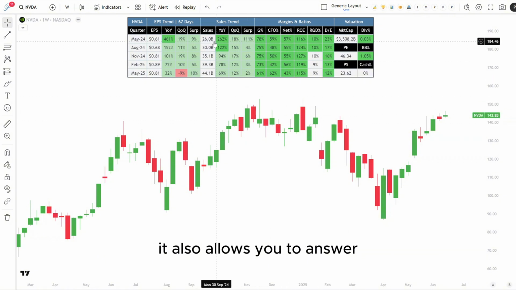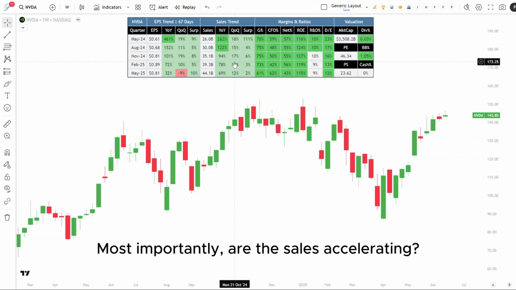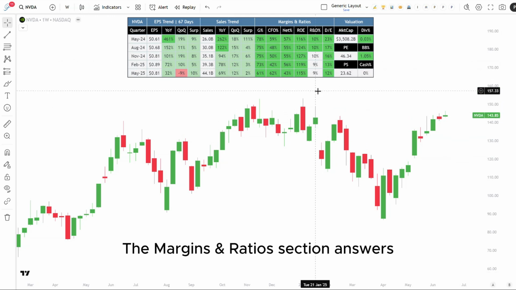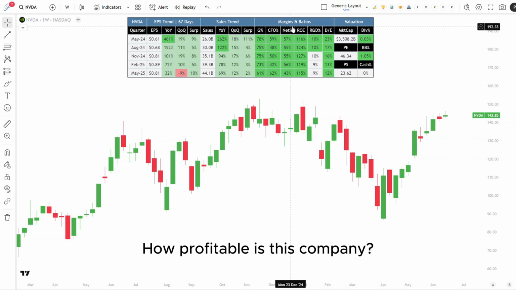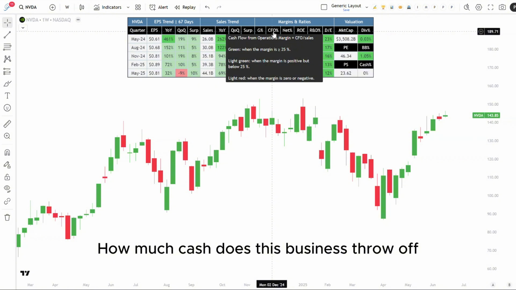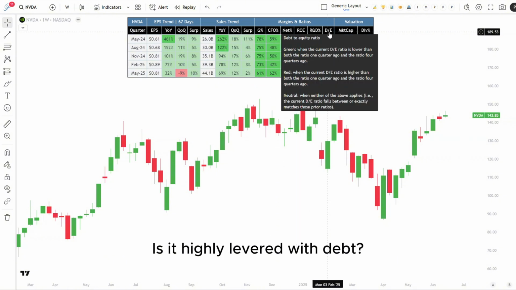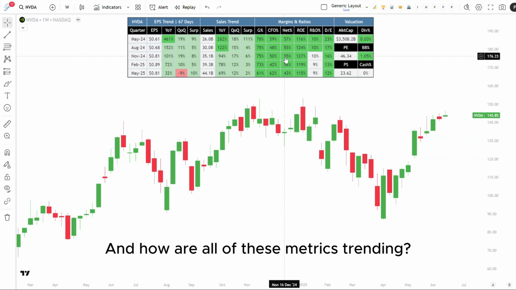It also allows you to answer, does this company have sales? And are the sales growing? Most importantly, are the sales accelerating? The margins and ratios section answers, how profitable is this company? How much cash does this business throw off as a percentage of revenue? Is it highly levered with debt? And how are all of these metrics trending?